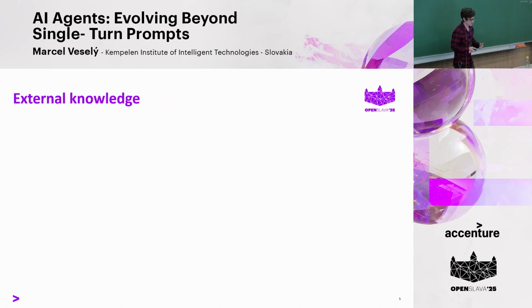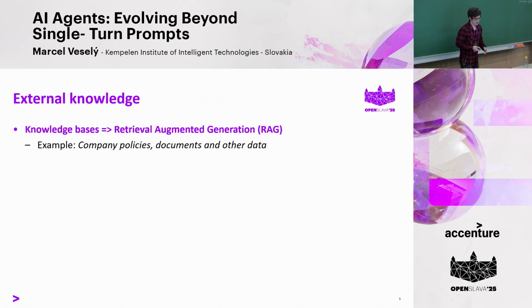So for this, we use some kind of external knowledge. And we differentiate between two types of external knowledge. We have knowledge bases or tools. Let's start off with knowledge bases.